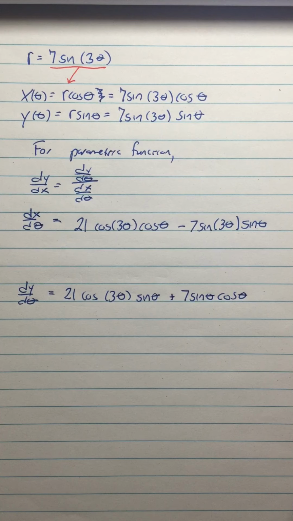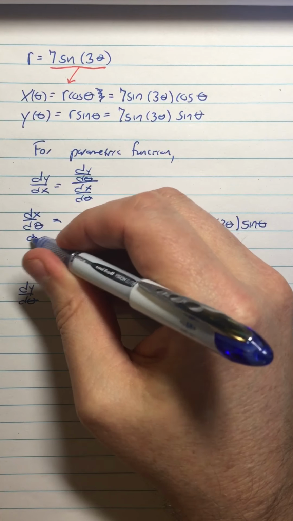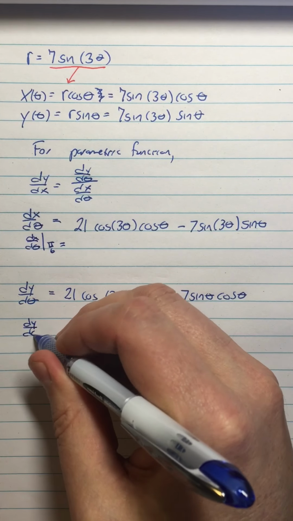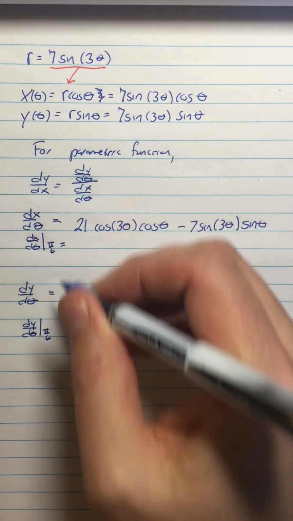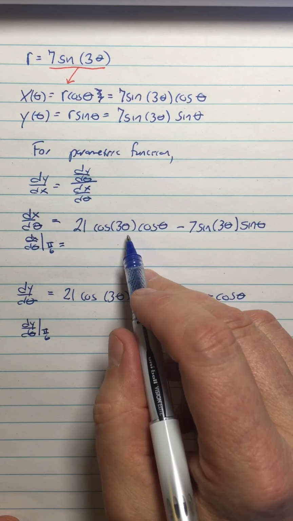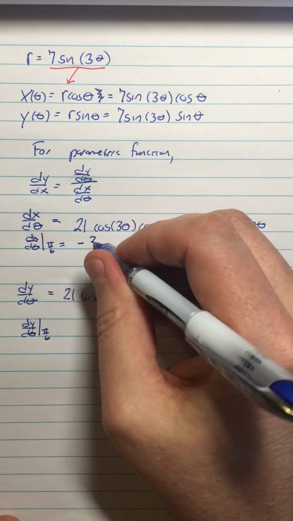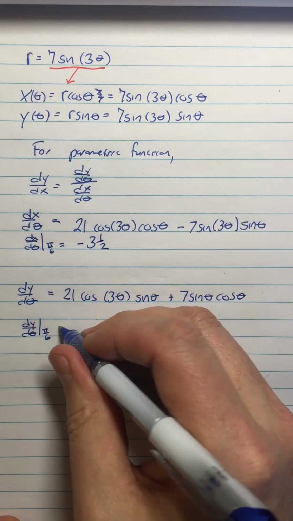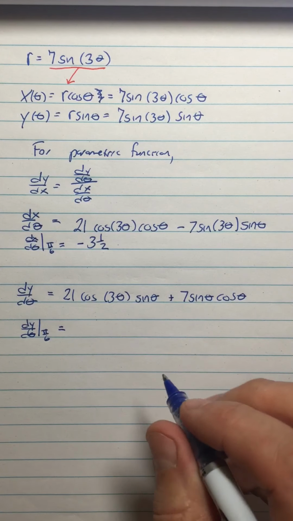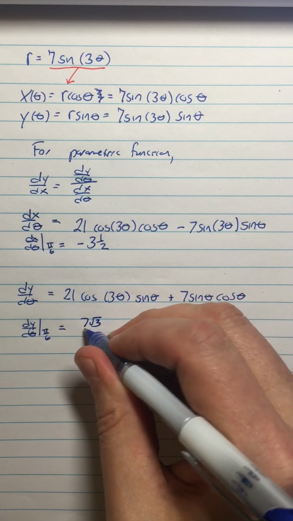Now, since I want the rate of change at theta equals pi over 6, I need to know what dx d theta at theta equals pi over 6 is, and dy d theta at theta equals pi over 6. So you can work that out. It's 21 sine of pi over 2, cosine pi over 6, and so on. It turns out to be negative 3.5, right? And dy d theta is 21 cosine pi over 2, sine pi over 6, and so on. And it turns out to be 7 square root 3 over 2.